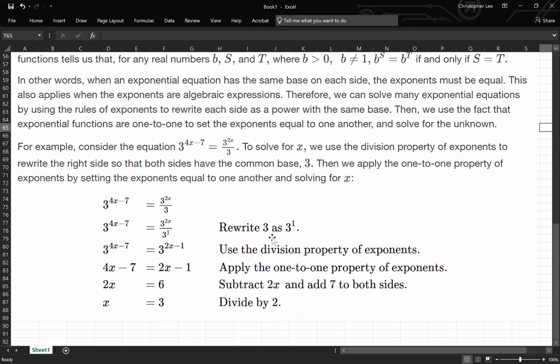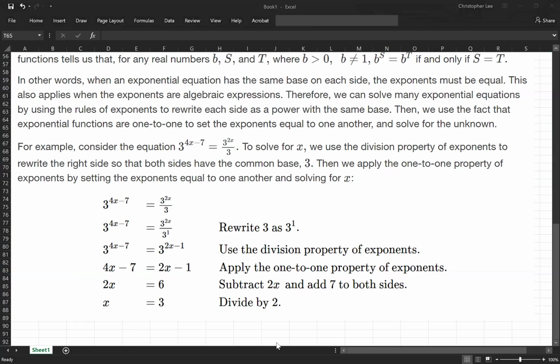So over here, we have 3 raised to the 4x minus 7 equals 3 to the 2x divided by 3. We're going to divide them, and you remember when we divide, the exponents turn into subtraction. So now it becomes 3 to the 4x minus 7 is equal to 3 to the 2x minus 1. Because the bases are the same, I can just eliminate them and work with the exponents. So it becomes 4x minus 7 is equal to 2x minus 1. Solve for x, and you're done. Questions on this? Simple, right? All right. Let's keep moving.